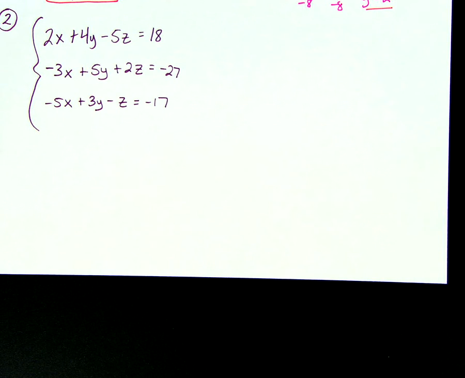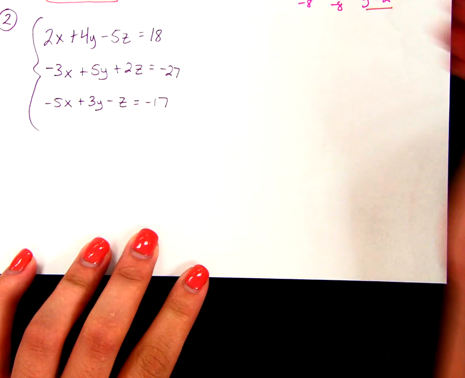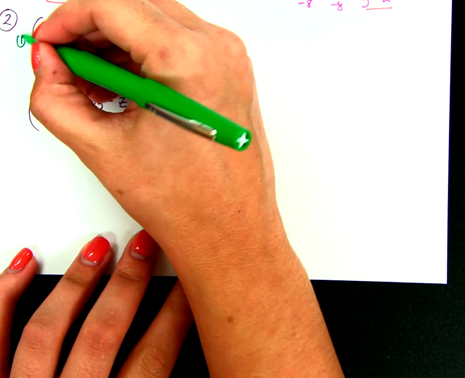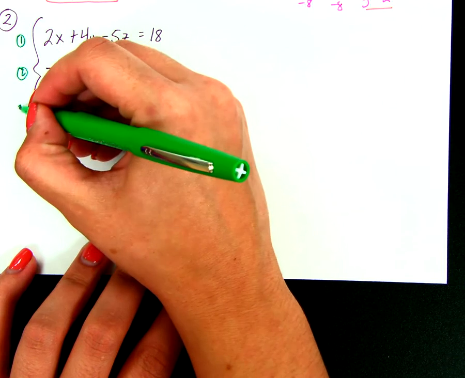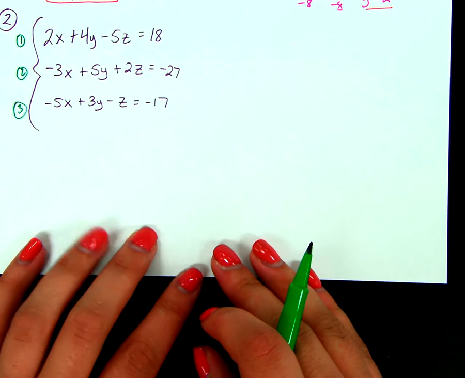All right, so we're still going to solve this one by substitution. So again, the first thing I'm going to do is label my equations just to make my work a little bit easier to follow. So 1, 2, and 3. And then we're going to pick a variable to solve for.